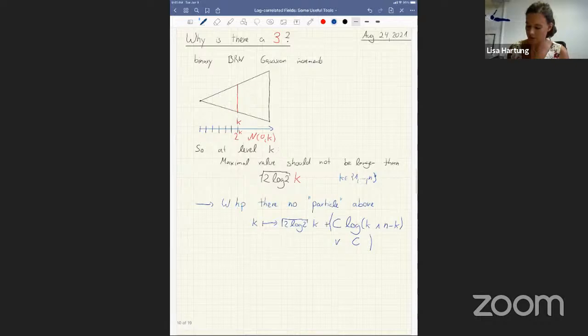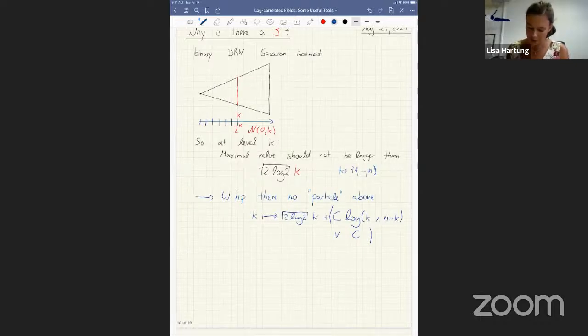Let me just write it this way. Otherwise, we could also say that we only want to look at some generation k that is between some r and n minus r. But let me just write it this way. So what do I mean by particle? Well, we look at the value at some leaf here.